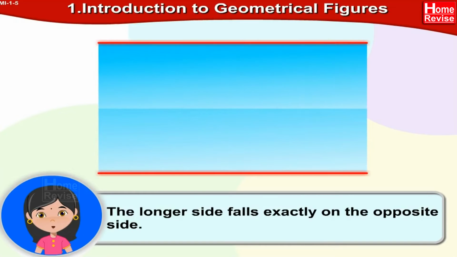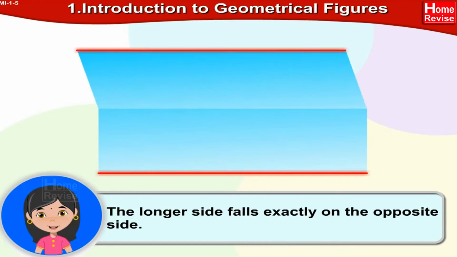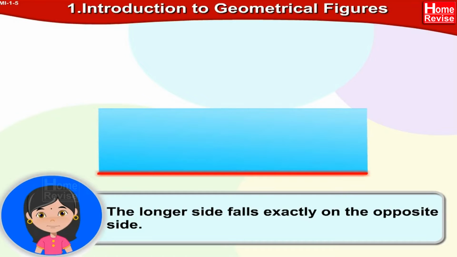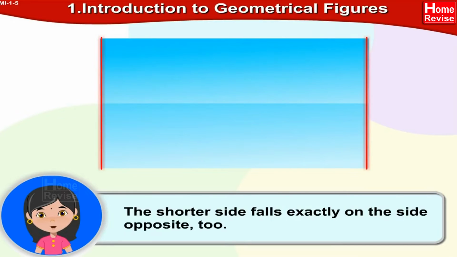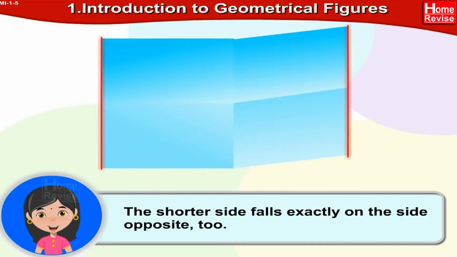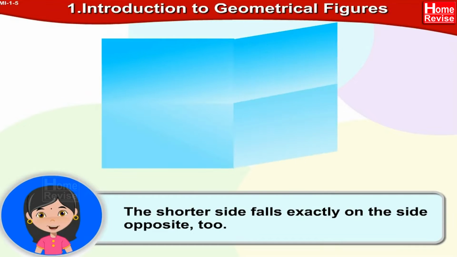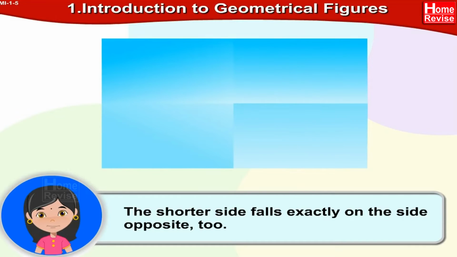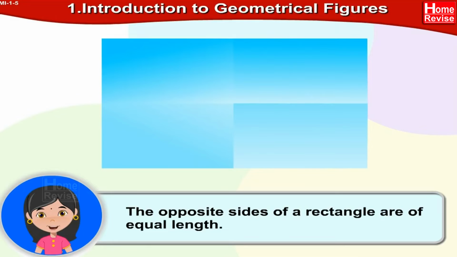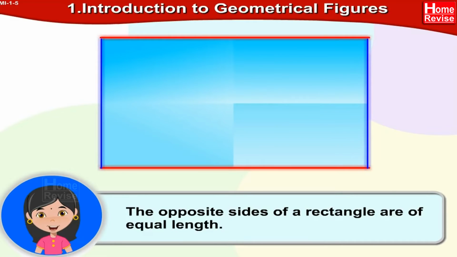The longer side falls exactly on the opposite side. The shorter side falls exactly on the side opposite too. So, the opposite sides of a rectangle are of equal length. Did you notice that? All right.